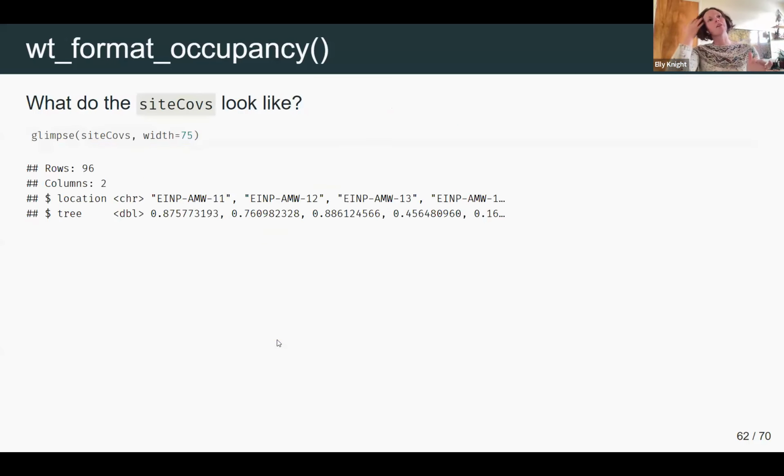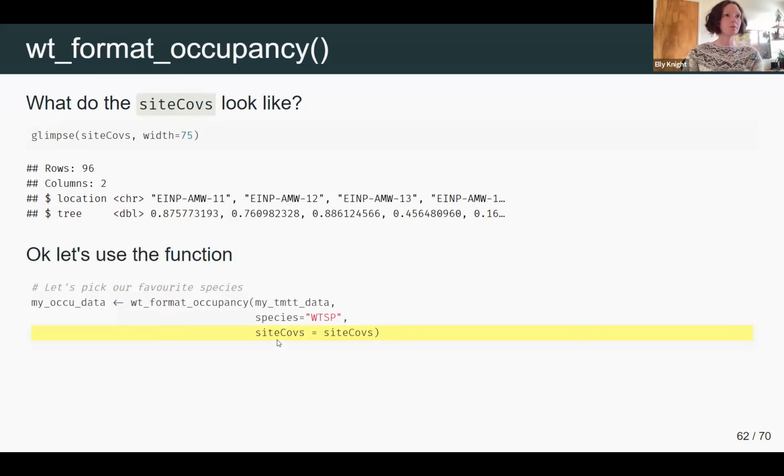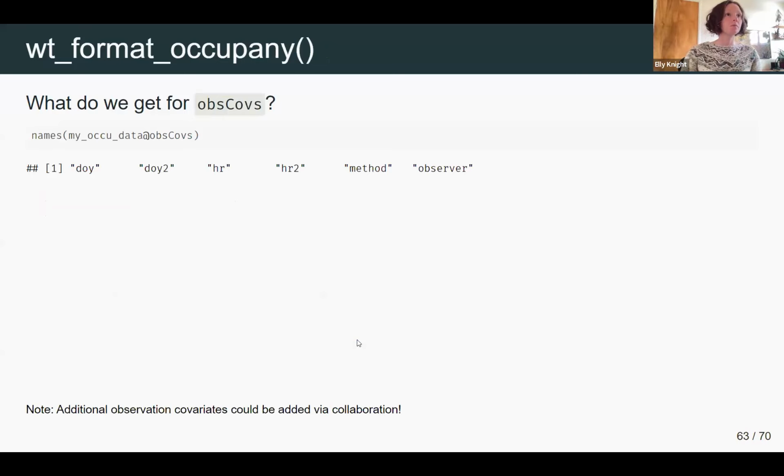Okay, so what do these site covariates look like now that we've made up some values for tree cover, we'll call it. It's really just random numbers. So it's just a data frame, 2 columns, a location, and the covariate that we made up. Okay, so now let's use the format occupancy function. We're using the output of the replace T and TT function here, but again, you could use the output of any of the other functions other than make wide. We're going to format for white-throated sparrow, and we're going to throw that site covariate object in there.